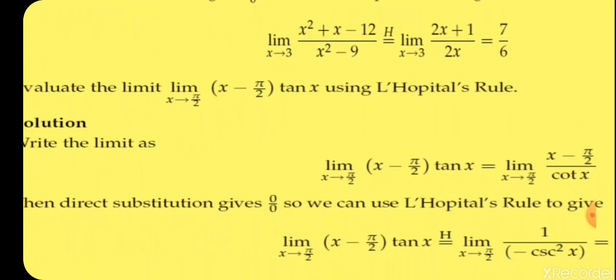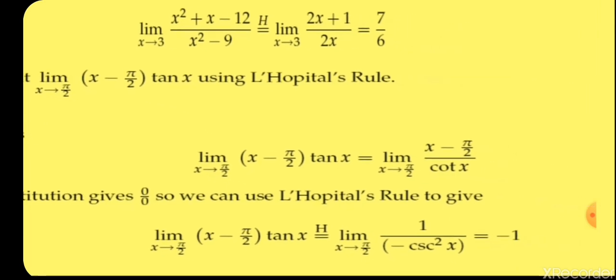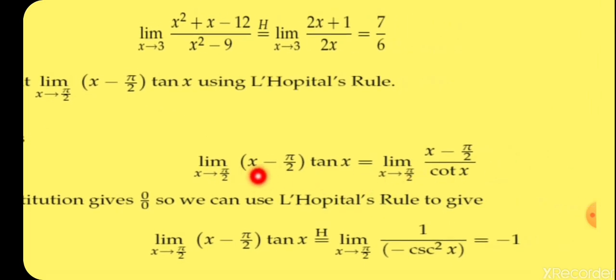Here we have another problem: x minus pi over 2 times tan x. We want to find the limit of this product when x approaches pi over 2. L'Hopital's rule works only with fractions, so we have to construct our own fraction here. You can rewrite your problem again as x minus pi over 2, and we know that tan x is 1 over cot x, so you can put it down here in the denominator. So we have a fraction here.